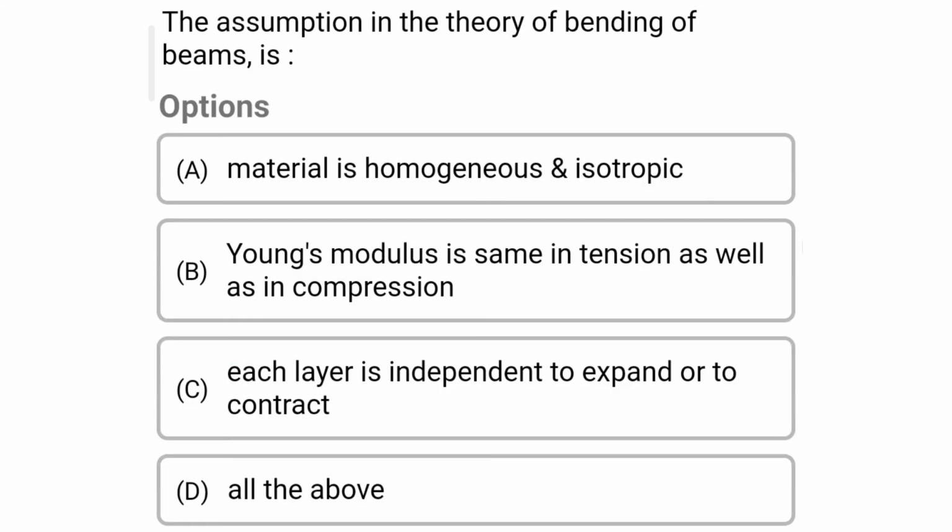So next question, the assumption in the theory of bending of beam is option A material is homogeneous and isotropic, option B Young's modulus is same in tension as well as compression, option C each layer is independent to expand or to contract, option D all the above. So the correct answer is option D all the above.